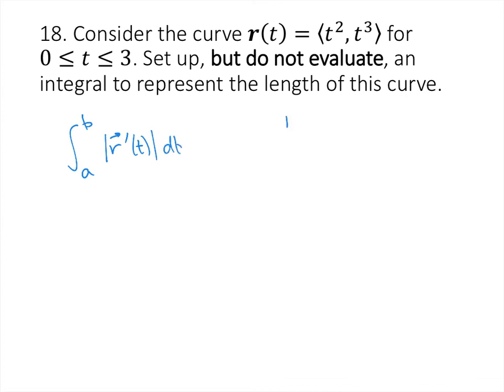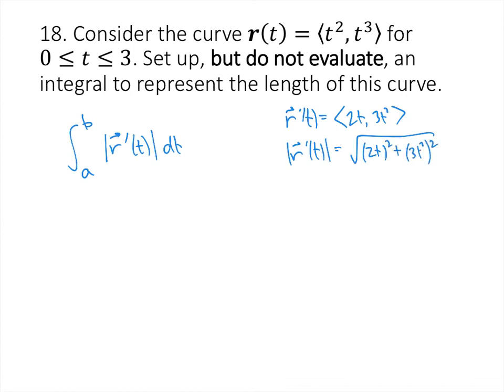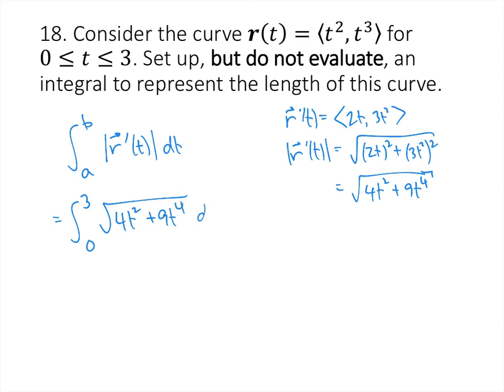In this case, r prime is the vector 2t, 3t squared. The magnitude of r prime is the square root of 2t squared plus 3t squared squared, which is 4t squared plus 9t to the fourth. And so that's going to give us the integral from 0 to 3 of that expression, 4t squared plus 9t to the fourth, with respect to t.